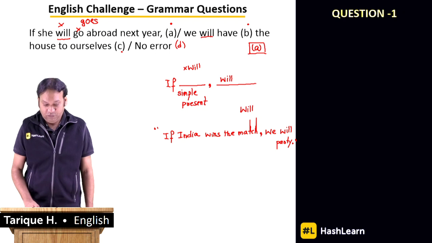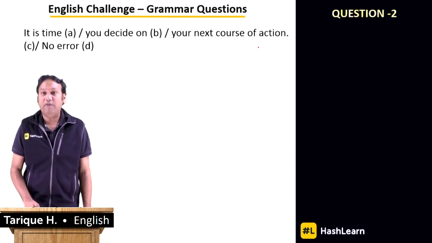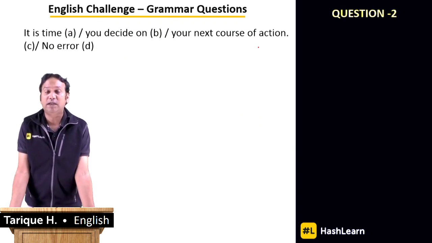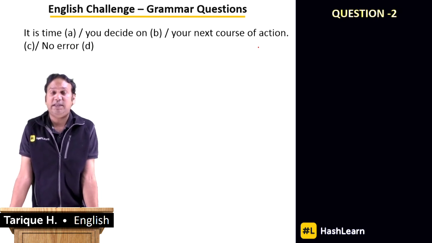Alright, now let's go for question number 2. The same drill, we have a sentence divided into 4 parts. The first 3 parts are A, B and C.